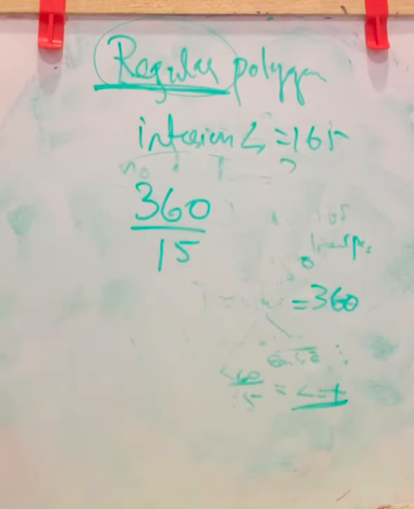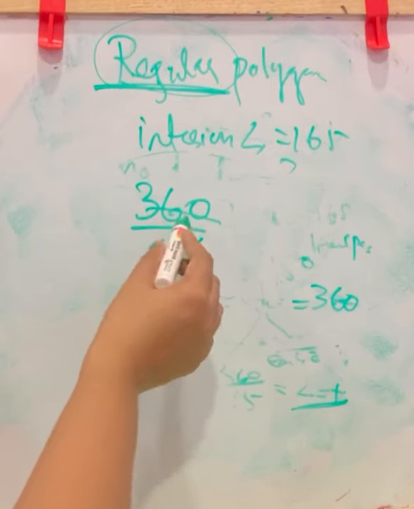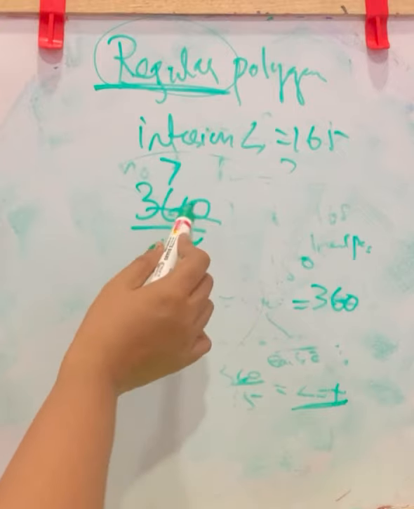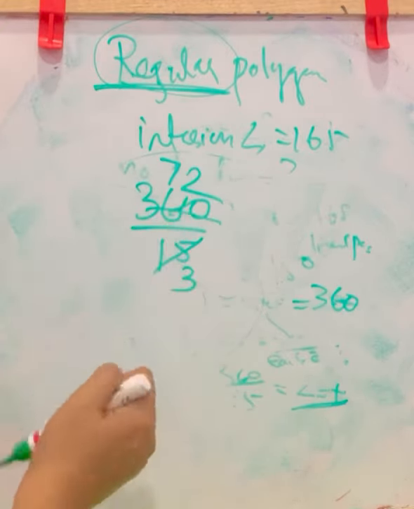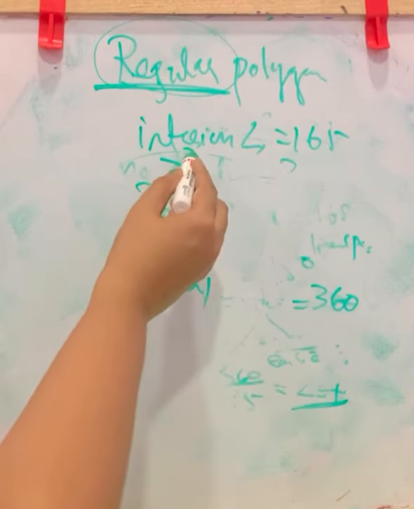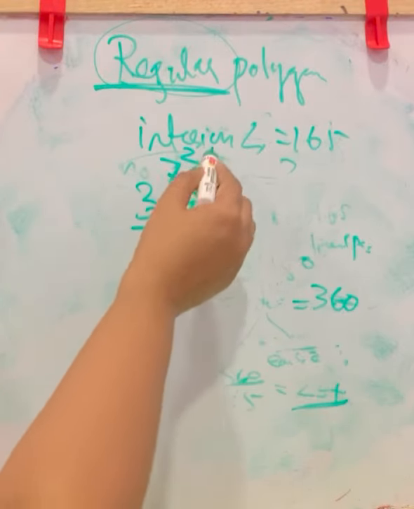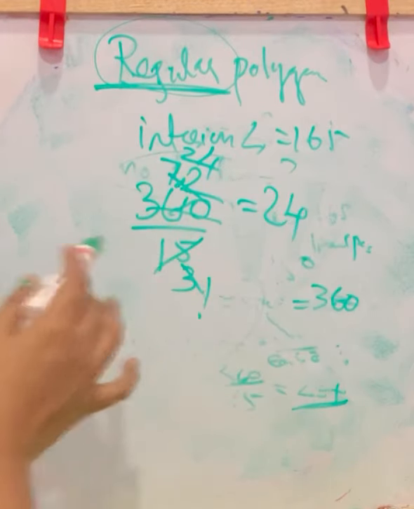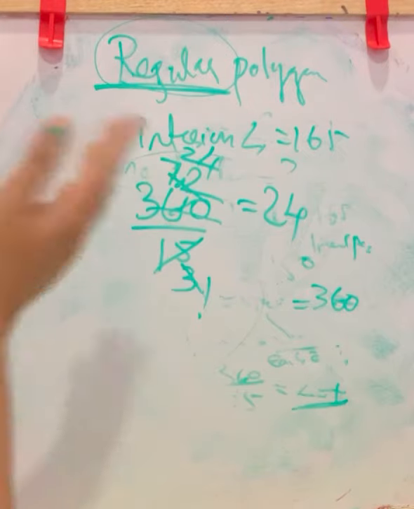In 360 and 15, we have 5 as the common factor. 5 3s are 15. In 36, 7 5s are 35. Balance is 1. This is 10. 5 2s are 10. Now in 3 and 72, 3 is a common factor. 3 1s are 3. Here in 72, 3 2s are 6. In 7, balance 1. This becomes 12. 3 4s are 12. 24 by 1, that is 24. 360 by 15 is 24. So the number of sides is 24 of this regular polygon.